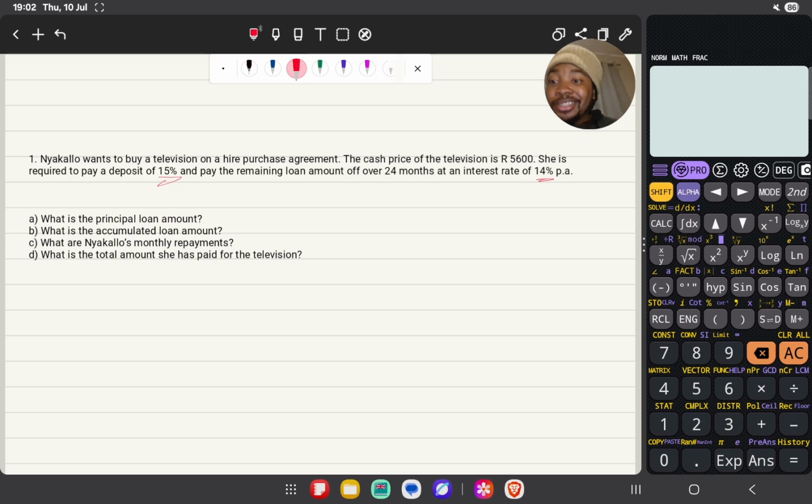Right, so let's start. The first thing is the principal amount. So principal, I'm going to use P. The principal amount is equal to the cost minus the deposit. Just hold on a second.